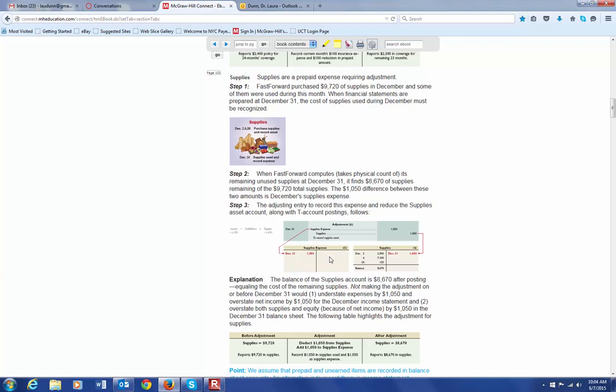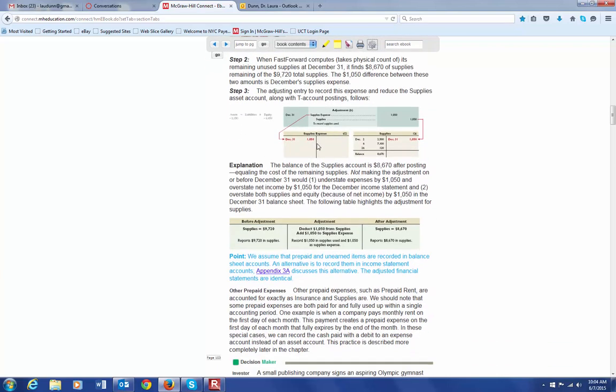So again, here's your adjustment. How much is the expense? Only what they've used up. So the $1,050 ends up on the left side of the supplies expense account. Over here, you have to take it out of the supplies asset account, so you're reducing the amount of supplies you have on hand. Again, you can read the explanation here as to how you go about doing that and why you have to do it.